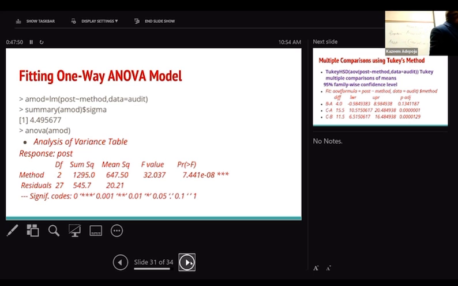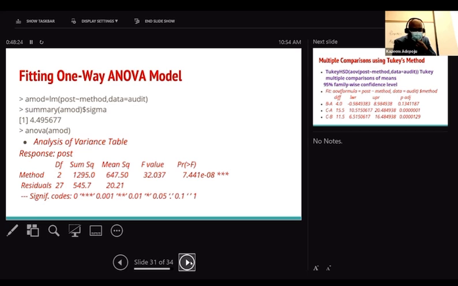Okay? In fitting the analysis of covariance, you can first fit the analysis of variance and see. What am I doing here? Post on method and fitting the analysis of variance here. Method is significant, but you know what? If I fit this alone, it's basically not going to be fine. You know why? Because pre, which is a covariate, is significant. I need to incorporate that into the model.